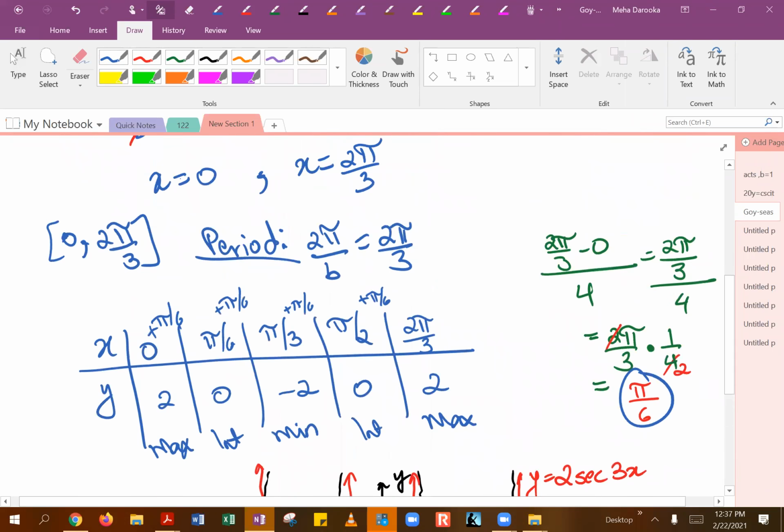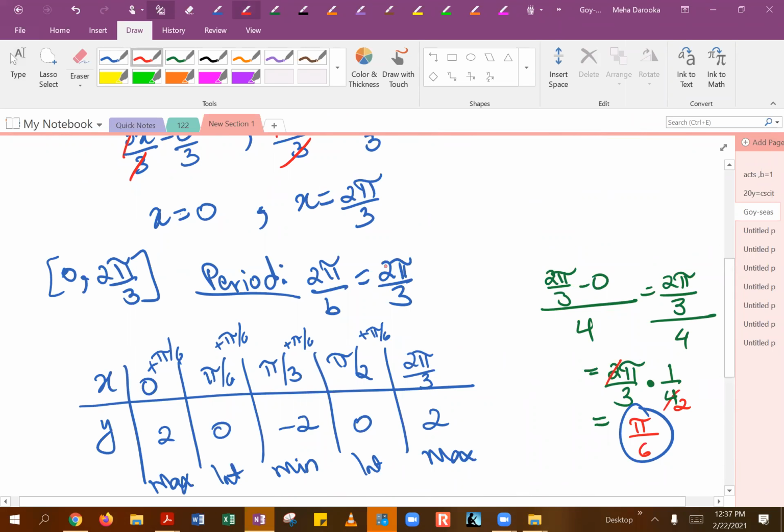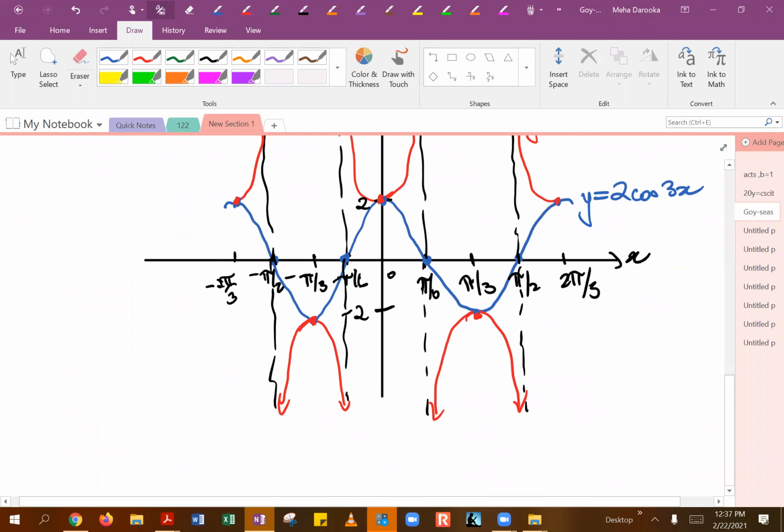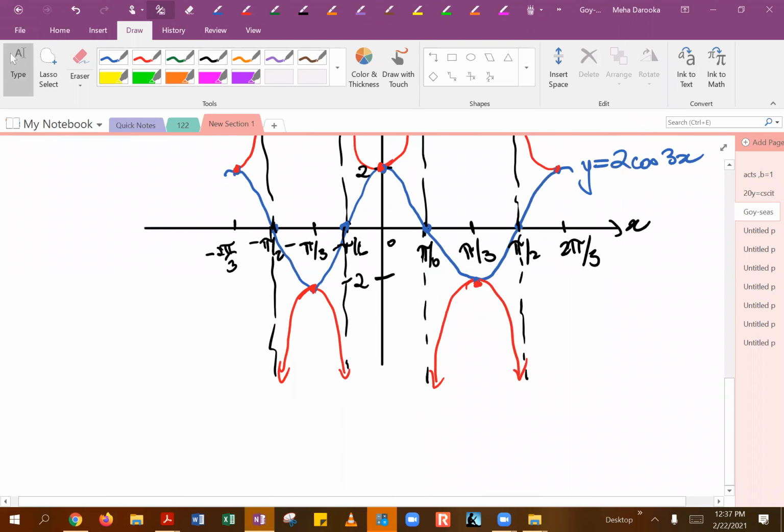So we've already got the period for this. We know this is going to be a period of 2 pi over 3. So can you guys just quickly tell me what the domain and range for our secant function is going to be?